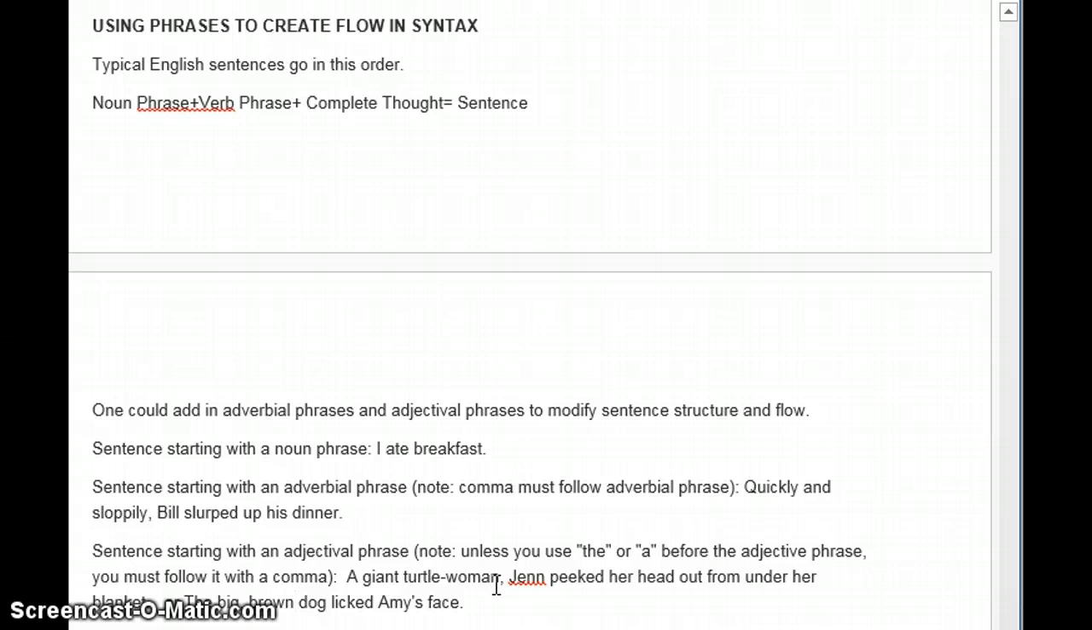I apologize. In order to get credit for this on your paper, you need to employ at least one sentence of each of these types. Now, you're probably going to employ a lot that start with a noun phrase. Employing ones that start with verb phrases are a little bit harder. Adverbial phrases can be hard as well, as well as adjectival. So just do your best. If you have any questions, feel free to talk to me and we'll figure it out. Okay, thank you.